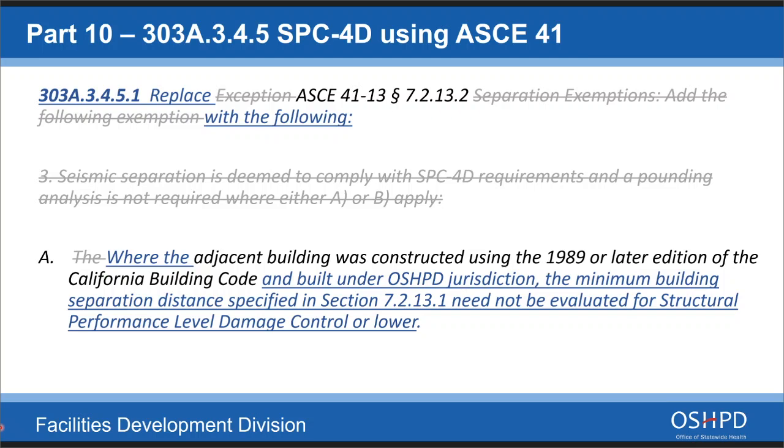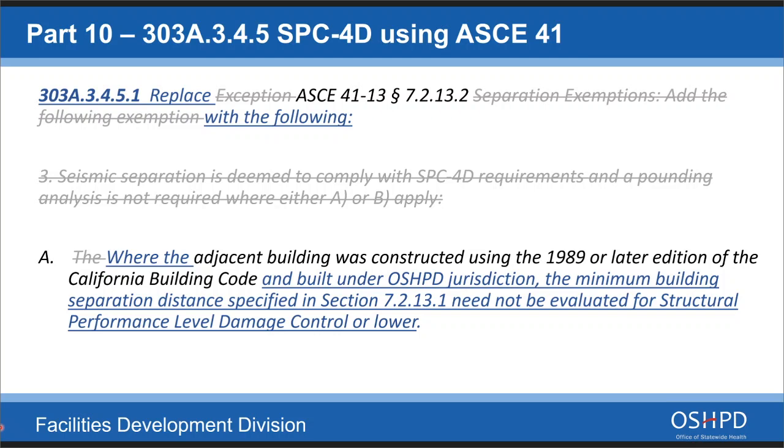We said, first of all, the building was constructed in 1989 or later, so that means an SPC 5 building. But then we didn't clarify that it has to be under OSHPD jurisdiction. And so if it is an OSHPD building, then you do not need to meet the minimum separation requirements.